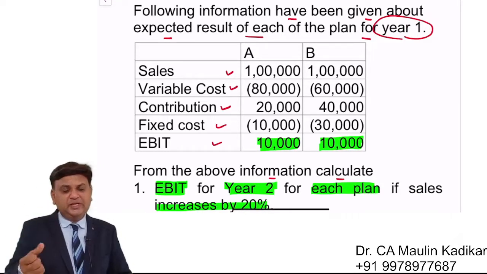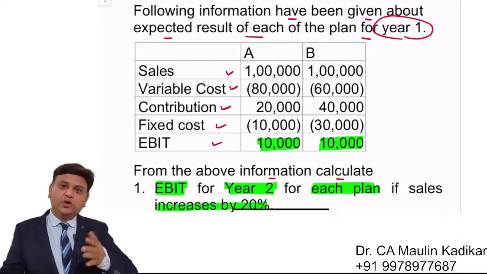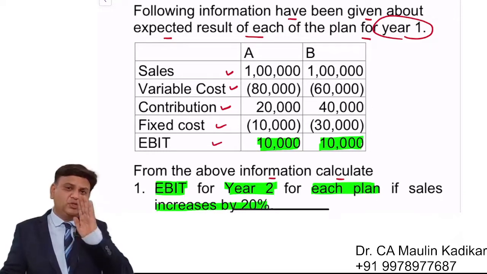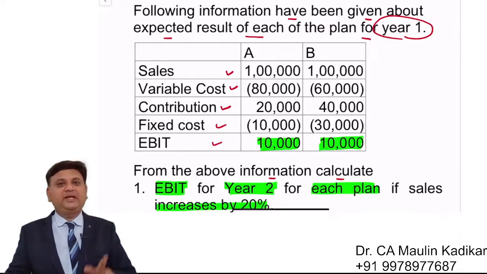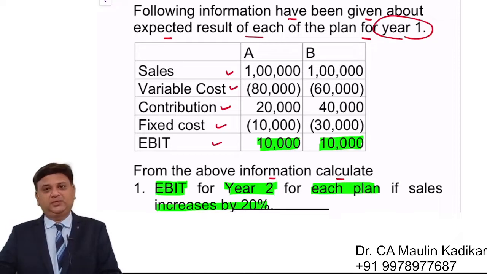So if you are expecting the sales to go up, go for plan B. If you are not sure or you are expecting the sales to fall down, you should go for plan A. That is the way we are supposed to give the answer for the third question.